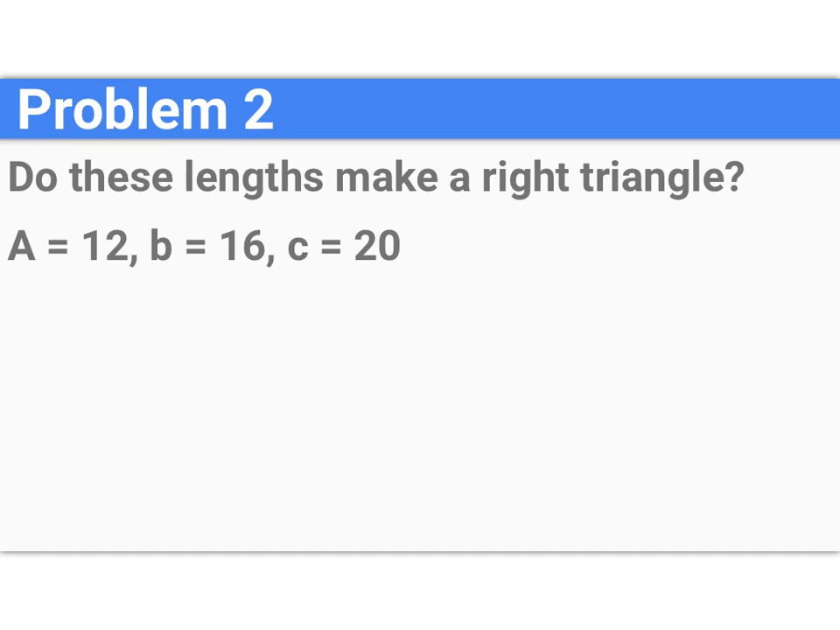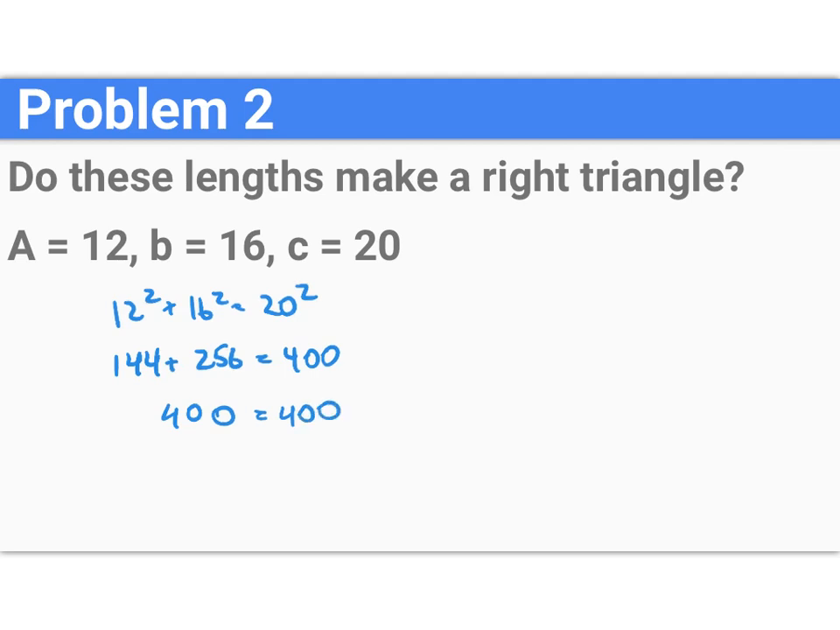Do these make a right triangle? So 12 squared plus 16 squared, does it equal 20 squared? So we got 144 plus 256, does it equal 400? And 400 equals 400. So yes, these make a right triangle, and these are also a Pythagorean triple. You got whole numbers, integers, and these three.